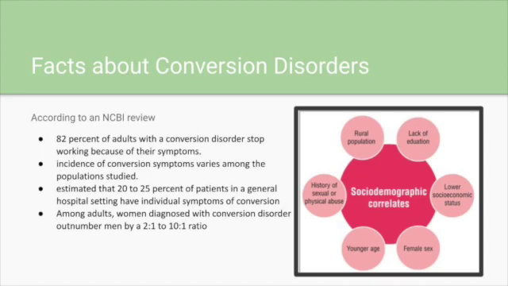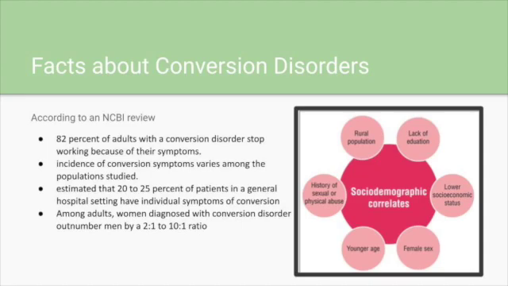Additionally, the incidence of conversion symptoms varies among the population studied. This means that our incidence and prevalence would change depending on the demographics or geographics of the population that we are studying. So it is estimated that 20 to 25% of patients in a general hospital setting have individual symptoms of conversion. And additionally, among adults, women diagnosed with a conversion disorder outnumber men by a 2-to-1 to 10-to-1 ratio. Other sources have said that the prevalence of this for women is 8 times higher than men.